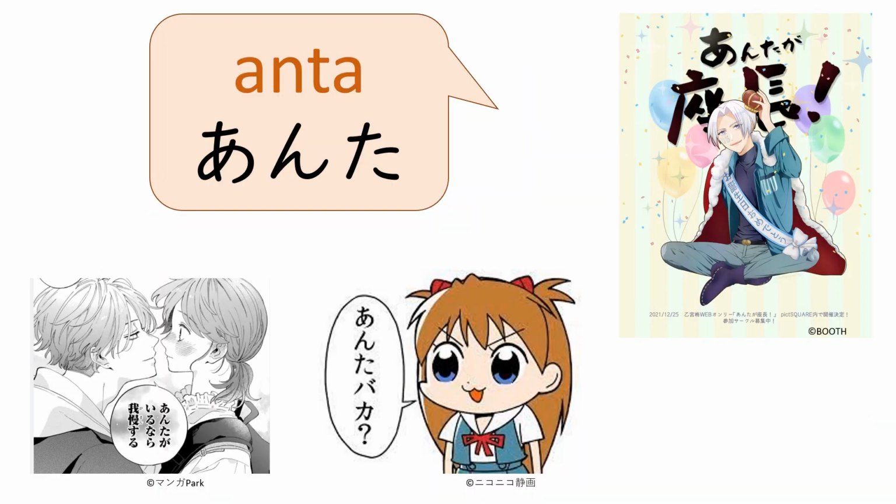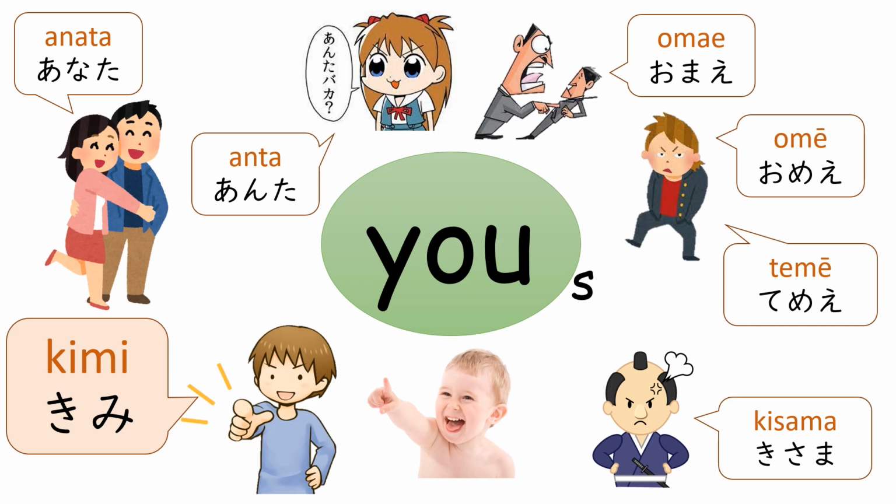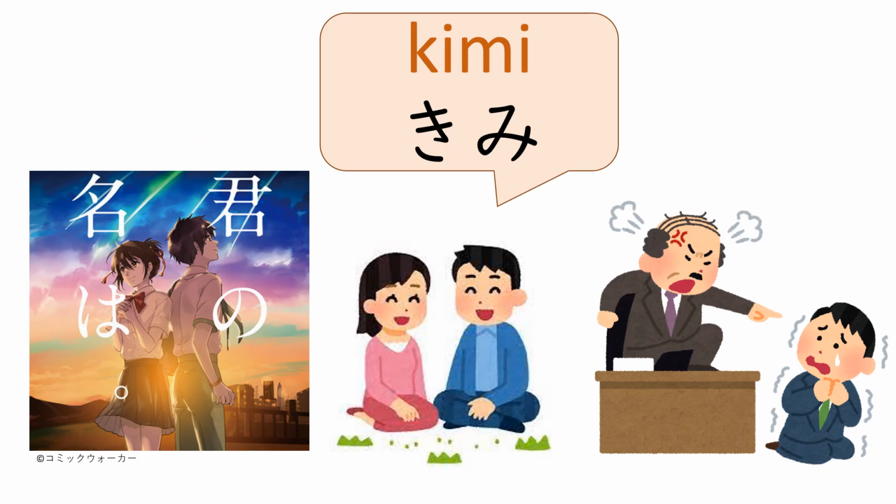あんた is a casualized form of あなた, and it is used a lot in Kansai regions, but it could sound a bit aggressive, strong, or rude in Kanto regions. Next one is 君. Kimi is mainly used by men and perceived differently from person to person.